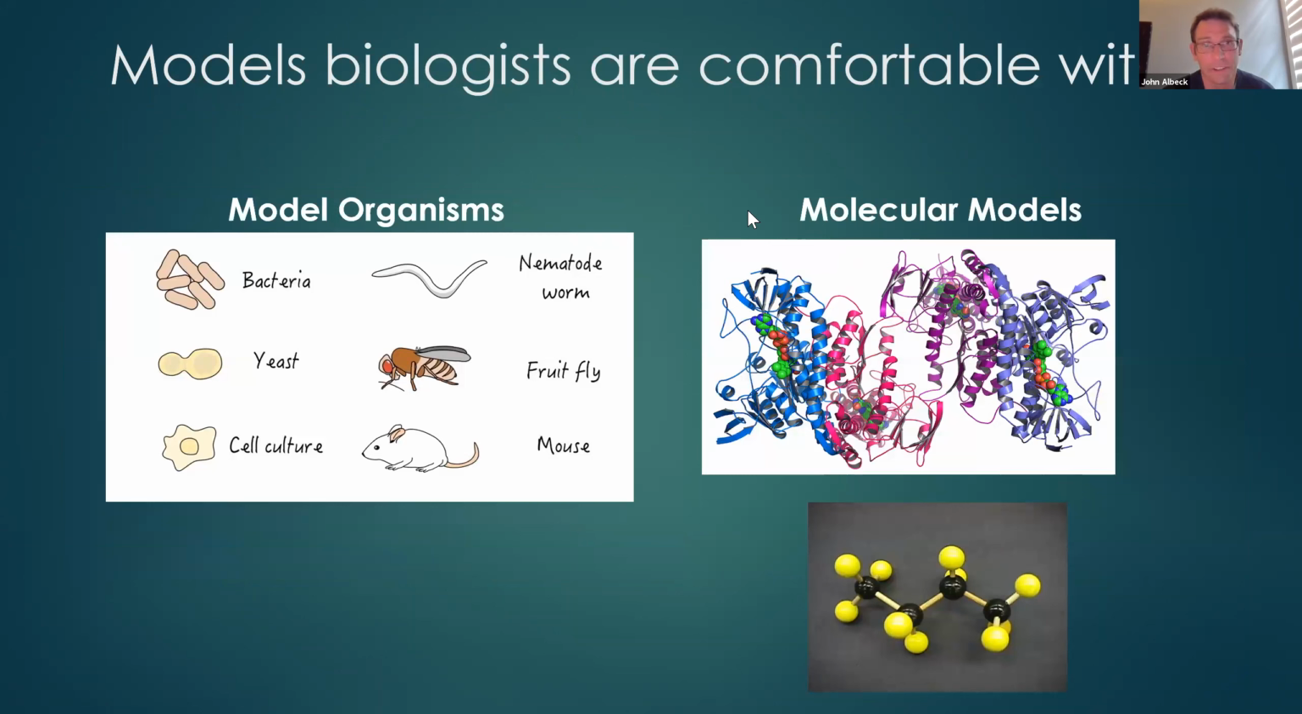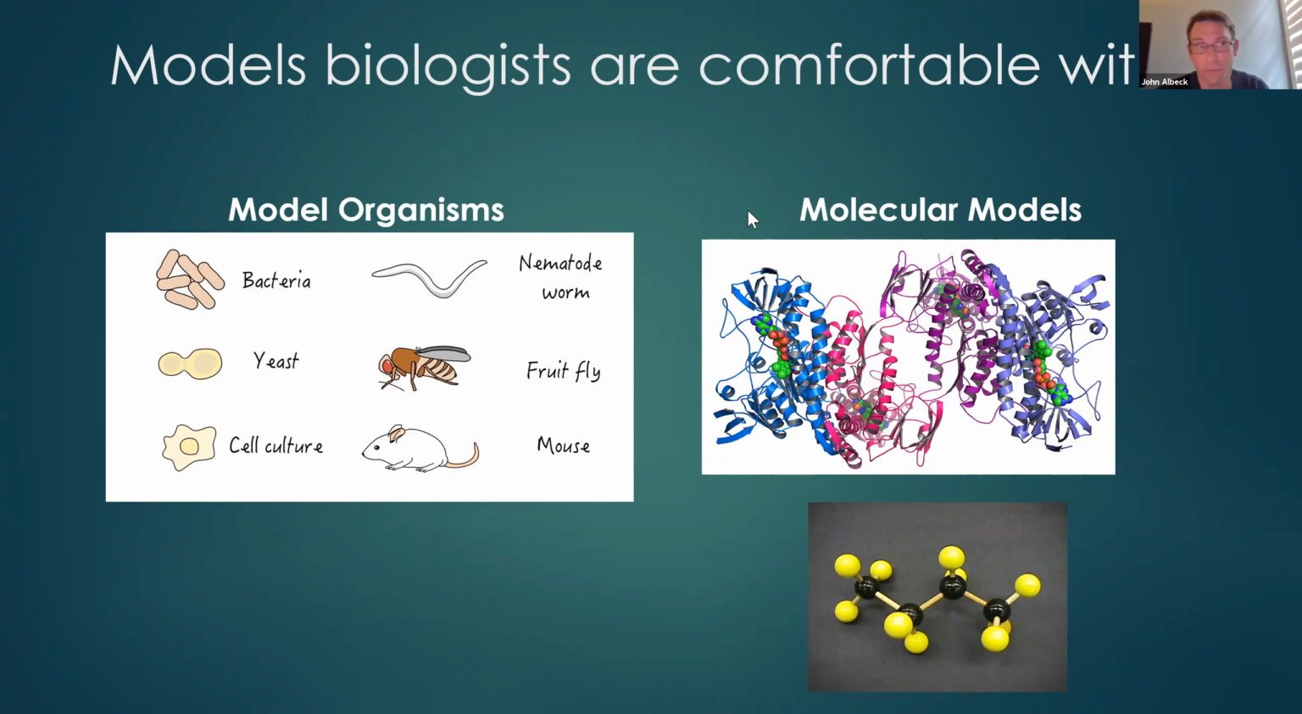Other things that biologists are comfortable with are the idea of a model organism. I think it's an important point that when biologists say model, they very often mean another animal that replicates the thing they're trying to study in a simpler way. For example, the nematode is often used as a model for neural system development. And of course, nobody really thinks that a nematode's nervous system is going to reveal exact truths or understandings of a human nervous system.